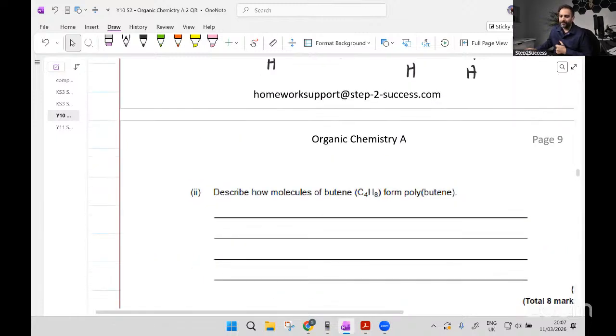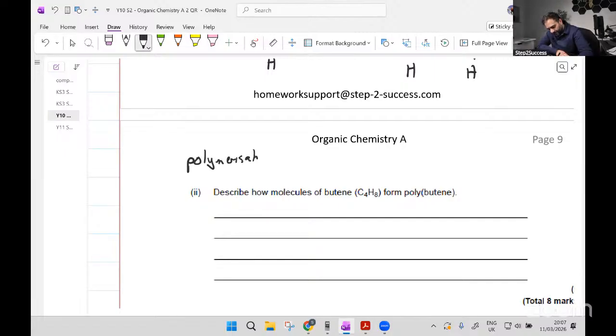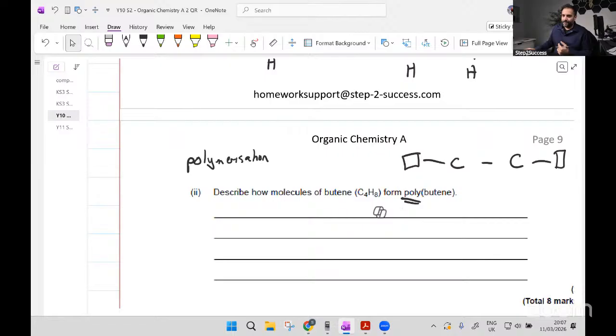Describe how they form polybutene. Okay, so there is a process called polymerization, which is what alkenes can do. Alkenes have a special ability because of this double bond that it can open up to become a single bond, but then it creates space to join on to something else. And so alkenes are reactive, whereas alkanes are not because of that double bond. So when it says, how do these molecules form polybutene? Poly means lots of. That's why a polygon has lots of sides. So what happens here is that lots of butenes join together. But the way they do that is by opening up that double bond and forming a long chain.